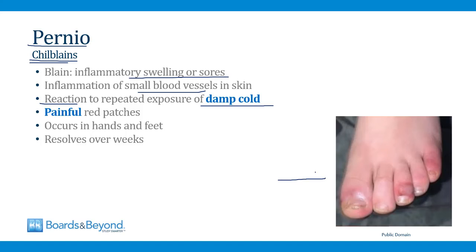This is a picture of pernio on the screen here. It refers to painful red patches. They usually develop on the hands and feet, especially in the toes and fingers. And when the body temperature returns to normal and the skin is kept dry, these will resolve over weeks.